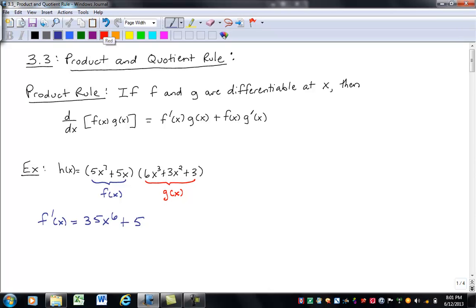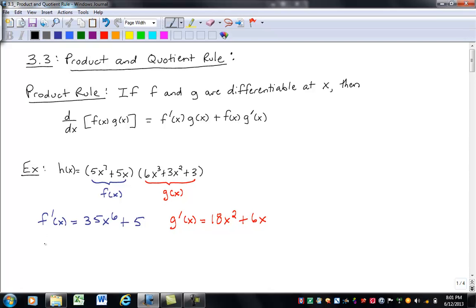I have to do the same thing for g of x. So the derivative of g of x, the derivative of 6x cubed, 6 times 3 is 18, x squared. The derivative of 3x squared, 3 times 2 is 6, x to the first. And the derivative of 3 works out to be 0. So I have f and g, I have f prime and g prime.